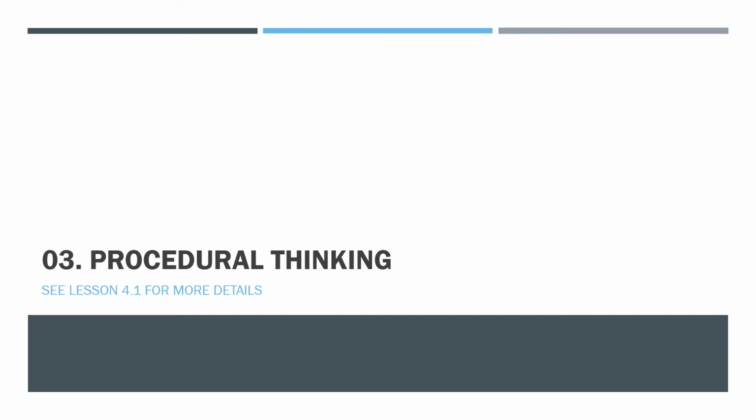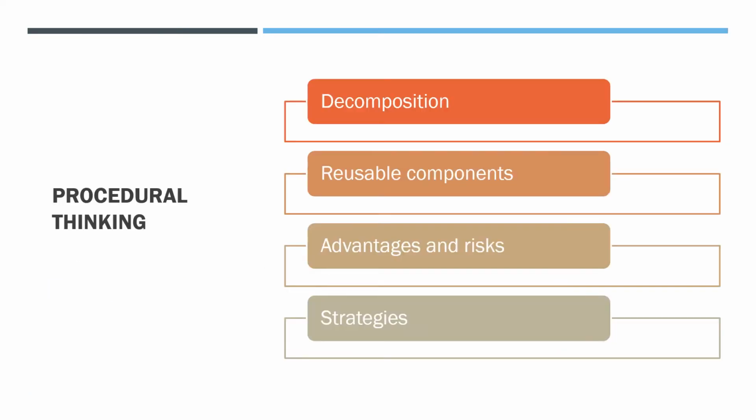The third aspect of computational thinking is procedural thinking, and we talked about that quite a lot in week 4. This involves decomposing a problem into smaller problems and creating reusable components such as functions and procedures. We reviewed the advantages and risks of decomposition, and we looked at some strategies for reducing the risks. For example, planning carefully and working as a team.